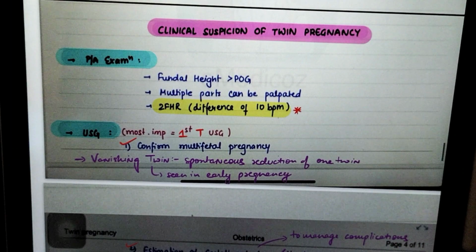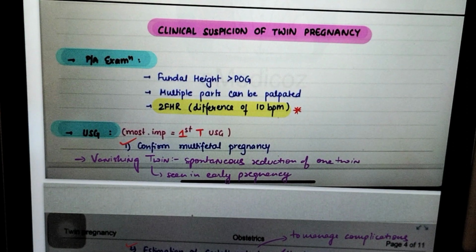Now, when will we suspect twin pregnancy? For clinical suspicion of twin pregnancy, we have to do per abdomen examination, in which fundal height will be more than the period of gestation, multiple parts can be palpated, and two fetal heart rates will be auscultated, and there will be a difference of 10 beats per minute between them.